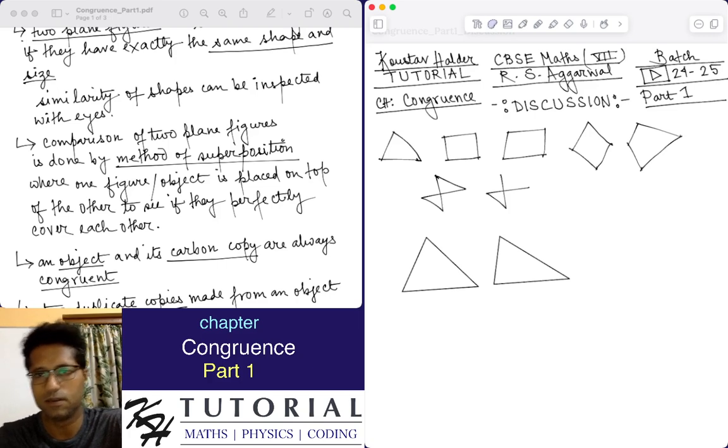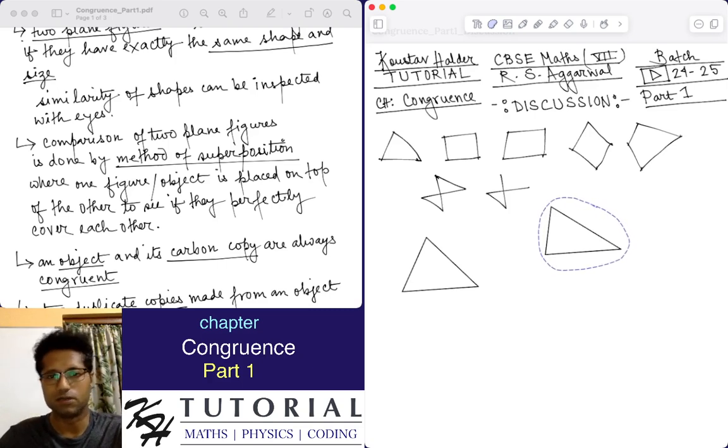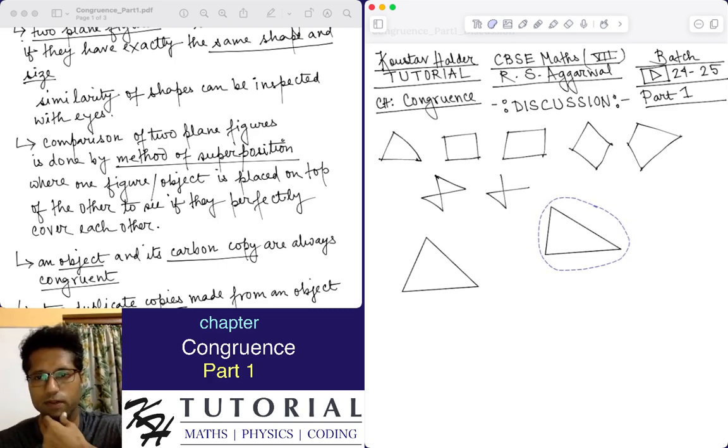So what is superposition? I would like to see if one figure, let's say the right hand side figure, perfectly overlaps with the left one. If I move it and try to overlap, it will not overlap. This side is overlapping, but the other sides and the angles are not overlapping. So this means that these two shapes, which are triangles, are not congruent. So only by the method of superposition can we confidently say whether two plane figures are congruent or not.